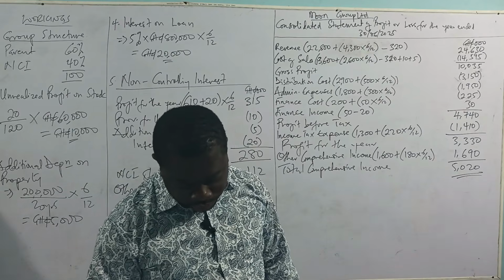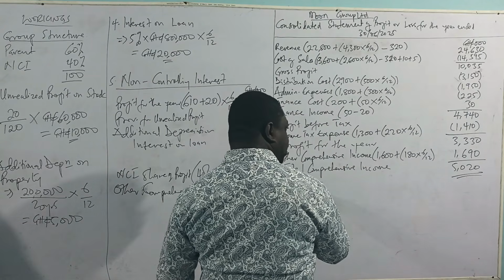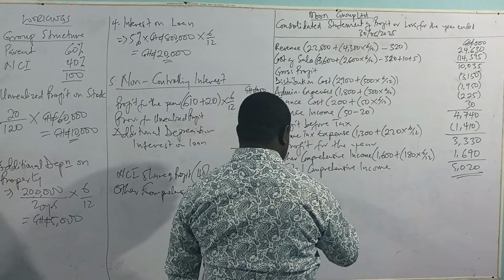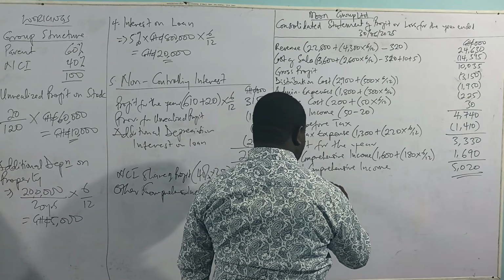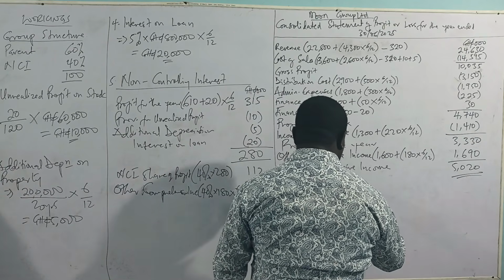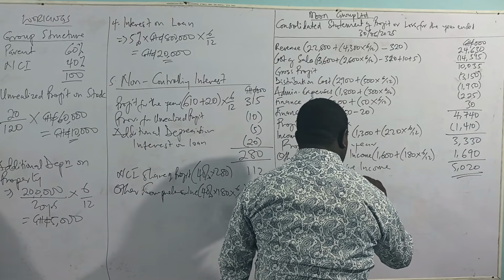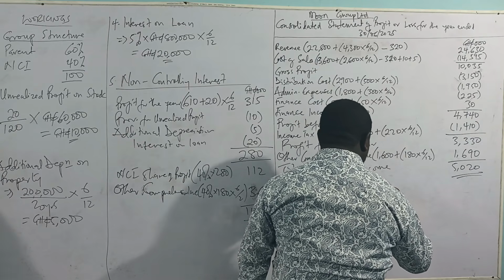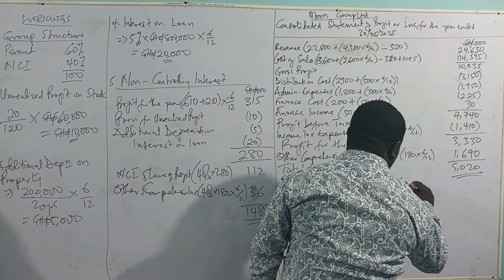Okay, so we'll start with the profit. So profit for the year attributable to the column.